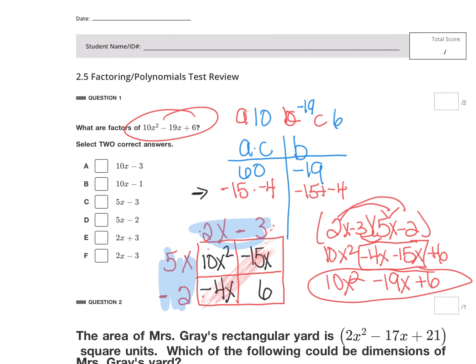So I know that these two are my factors. So one of my factors is 2x minus 3. And the other factor is 5x minus 2.